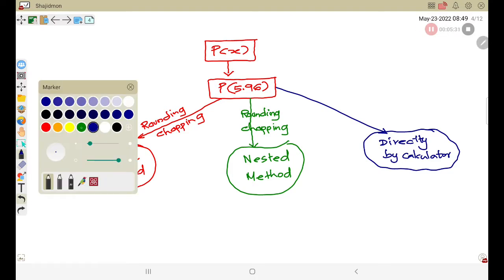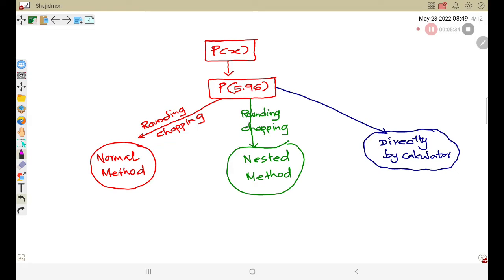The first method, as I told you, is by using rounding or chopping. Normally, how can we calculate the polynomial value? That means we need to calculate the approximate value. We represent it using P star notation, correct, because we are using rounding and chopping. So how can we find the approximate value of the polynomial by using rounding or chopping? Now the second method, as I told you, is the nested method. Nested method means the bracketed method. How can we find the approximate value?